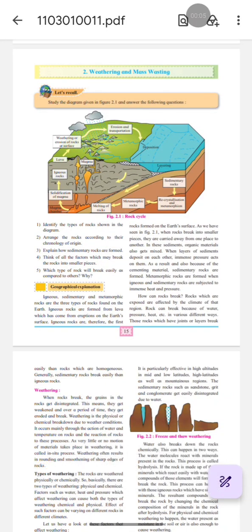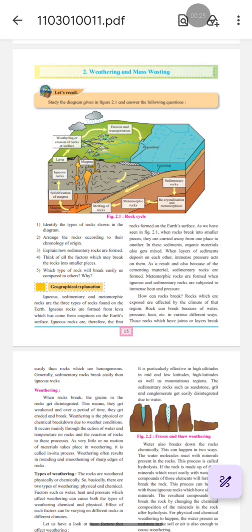In this video, we are starting class 11th Geography, chapter number 2, Weathering and Mass Wasting. In the previous chapter, we studied Earth movements. Now, we will understand how rocks break down, how weathering takes place, and later, how weathered materials move down slopes. So, let's begin with the rock cycle.